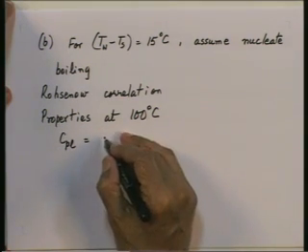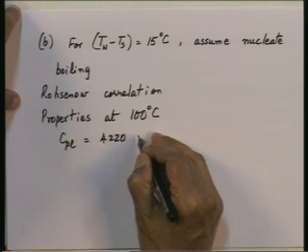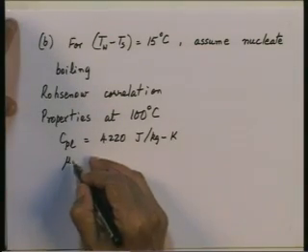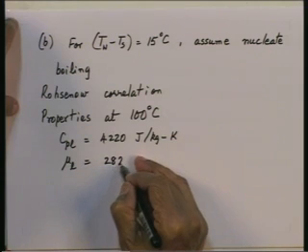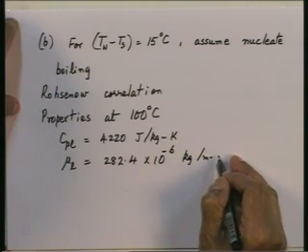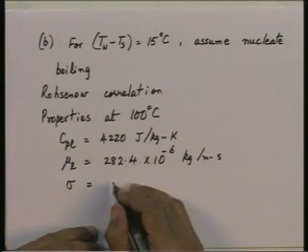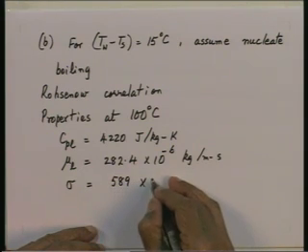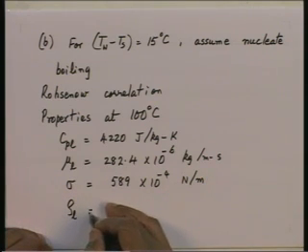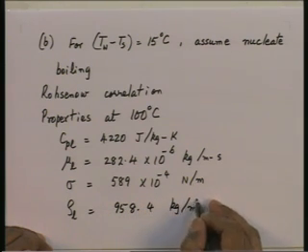If you look up the properties of water at 100 degrees centigrade, you will get Cpl equal to 4220 joules per kilogram Kelvin, mu L, the viscosity, equal to 282.4 into 10 to the minus 6 kilograms per meter second, sigma, the liquid vapor surface tension, 589 into 10 to the minus 4 newtons per meter, density of the liquid equal to 958.4 kilograms per meter cubed.